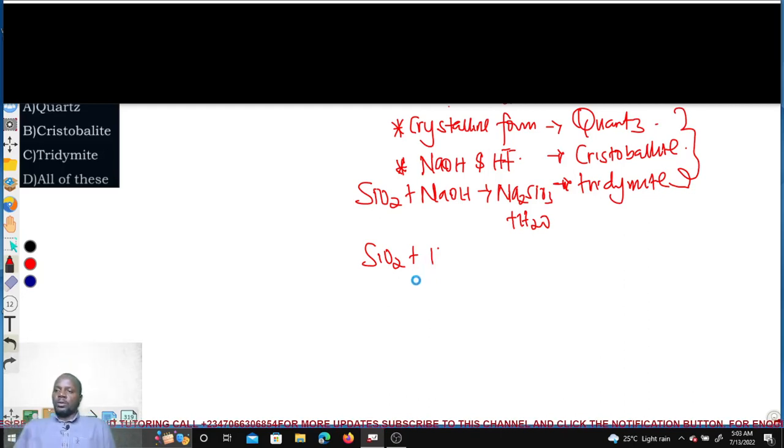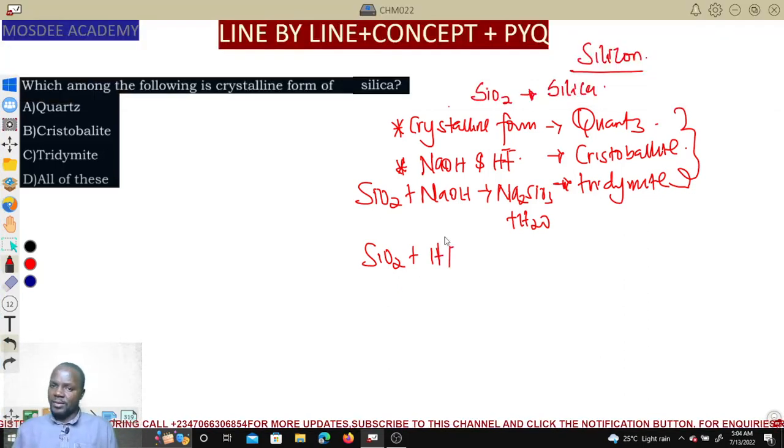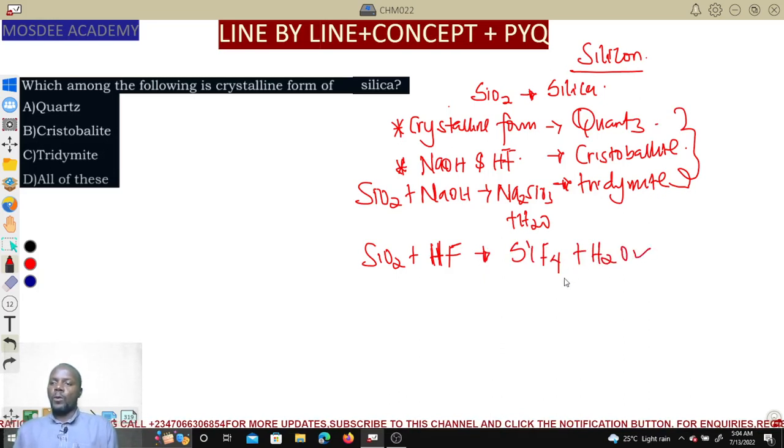So silica in normal form doesn't react. When we talk about some form of silica, we have silica gel. You understand? Silica gel is mostly used as a drying agent. When silica is combined with hydrogen fluoride, it gives SiF4 plus water. You balance the equation. I didn't balance it. Most of the silicon is in the form of silica, and you have to keep that at the back of your mind.